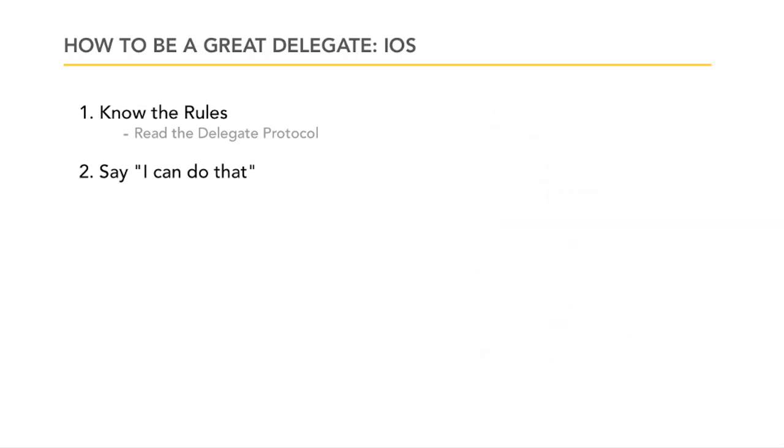Step 2, say, I can do that. You're volunteering, and you're marking yourself as volunteering. You are being a delegate for something specific. And what you do in code in one of your custom classes is that after the usual declaration of the class, you would use these angle brackets and a specific word, and you would say, I can be a delegate for a UI text field, or I can be a delegate for a UI table view. You can volunteer to be a delegate for more than one thing.